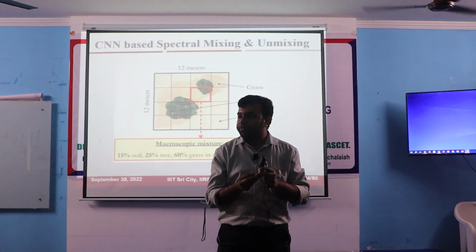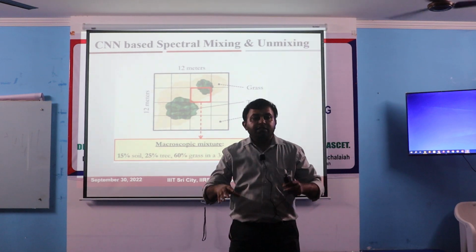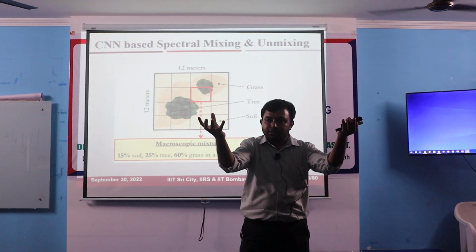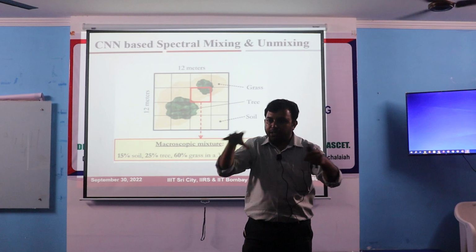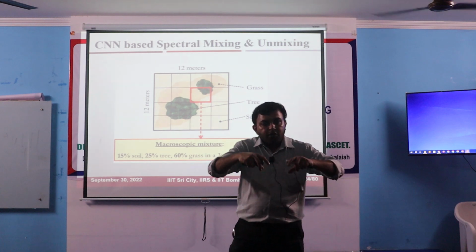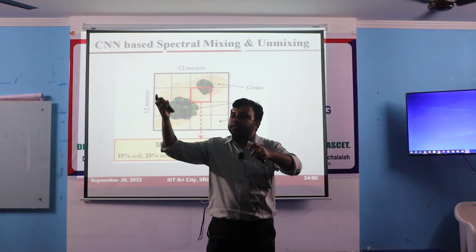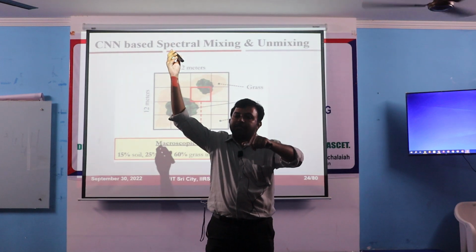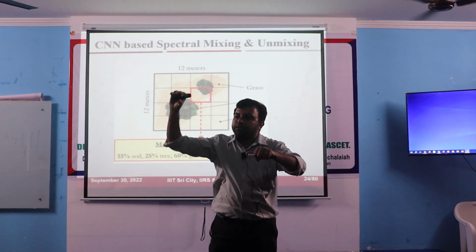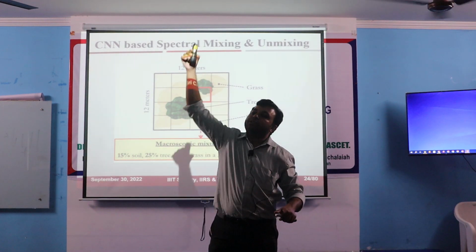That's called linear mixing. But what will happen if the materials are very fine? If I take some minerals, some different rocks, powder them and mix them together, this is called an intimate mixture. In intimate mixtures, the particles are very close by. First the sun ray or the light will hit one material. If it goes directly to the sensor, there is no problem. But it will hit one material, then another material, then another material, and then it will go back to the sensor.